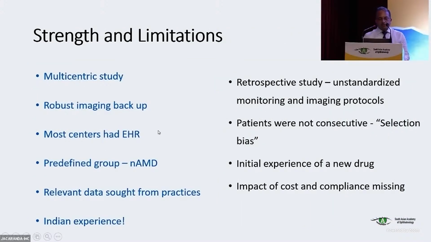So I think I'll skip this part. But being a retrospective study, you all understand the limitations. And of course, the strength is that it's a multicentric study backed by robust imaging data and Indian experience.